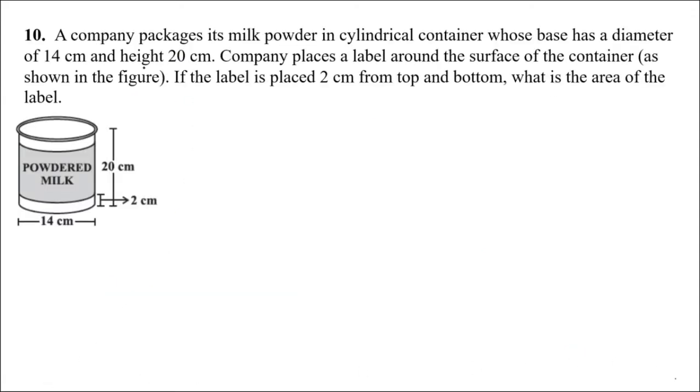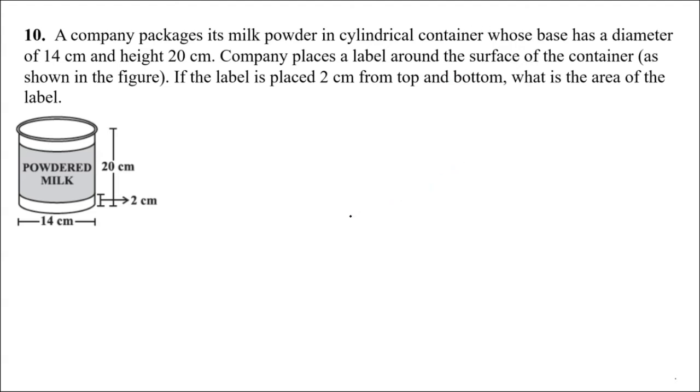Let us solve question number 10. A company packages its milk powder in a cylindrical container whose base has a diameter of 14 centimeter and height 20 centimeter. The company places a label around the surface of the container as shown in the figure here. If the label is placed 2 centimeters from the top and the bottom, what is the area of the label?